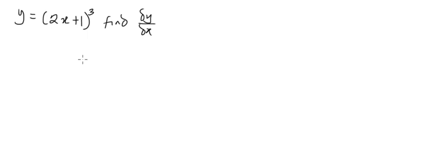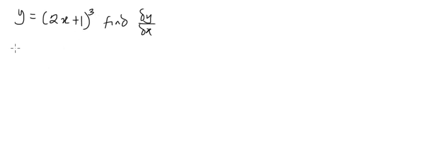Now, the question says y equals (2x plus 1) all raised to the power of 3. So we want to find dy/dx. In other words, we want to find the gradient of a particular curve of this equation. So the first thing we do here, it's a function of a function, where the whole of y, you can see, is (2x plus 1) all raised to the power of 3.